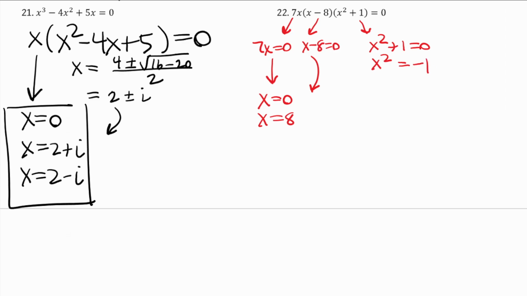I take the square root of both sides, plus or minus the square root of negative 1. We know that's called i. So that's going to give us our last two solutions, and that's going to be x equals positive i and x equals negative i.